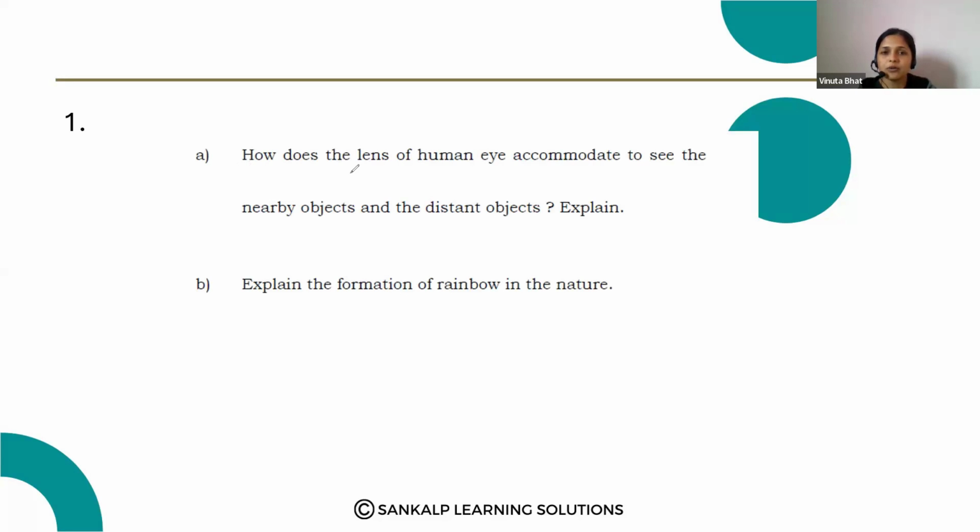Let us discuss the question answers. Some questions were asked in previous year question papers, like old question papers, and some are important questions from this chapter. So like this we are discussing the questions. Let us start with the first question, question A: how does the lens of the human eye accommodate to see nearby objects and distant objects? Explain.